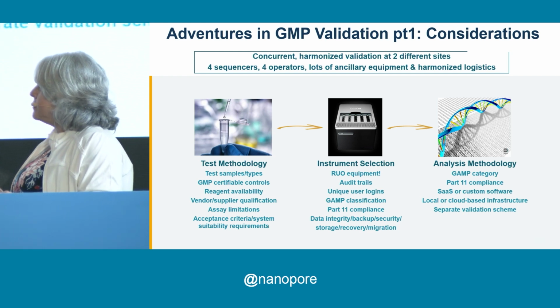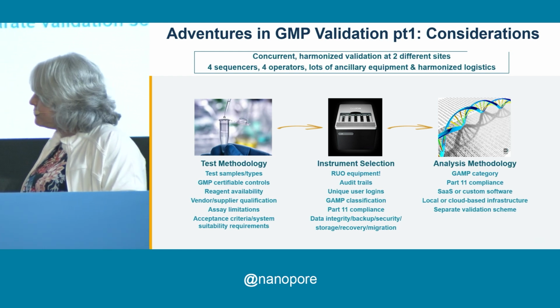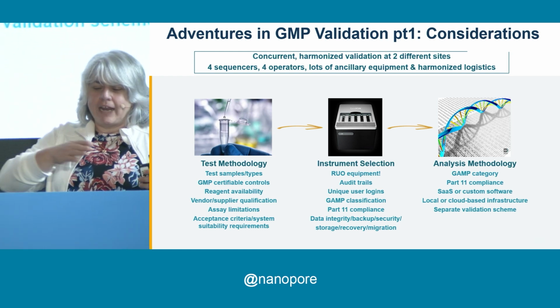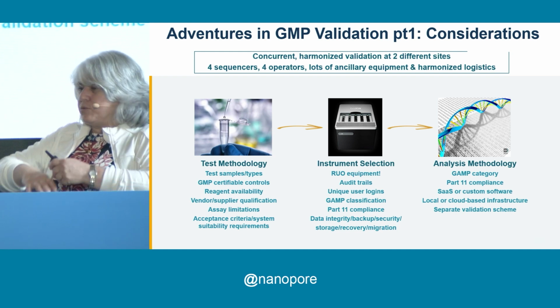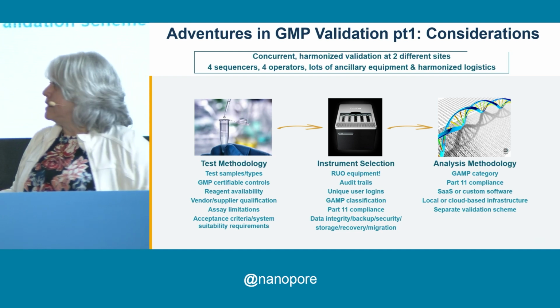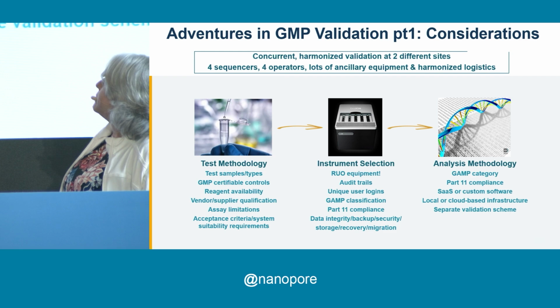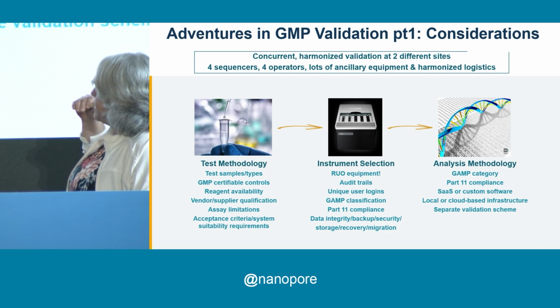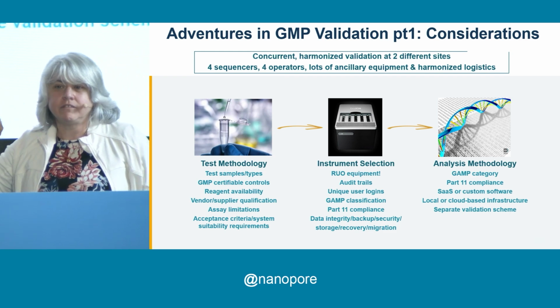We establish our acceptance criteria, our system suitability testing requirements for different aspects of the test and so forth. So we have all of that figured out. We now need to validate that part of the test. We have our equipment. Don't underestimate the need for audit trails with the FDA these days.